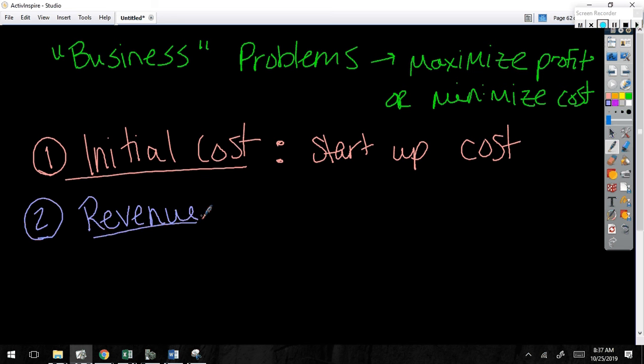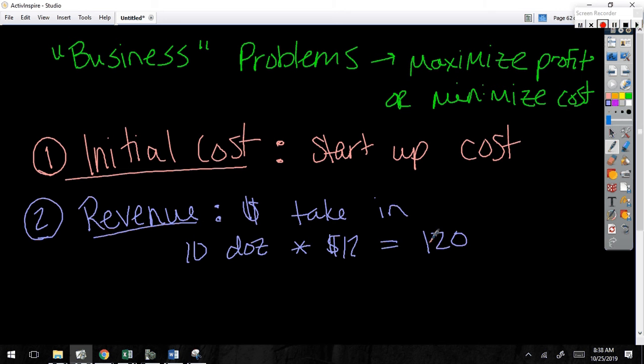What is revenue? It is how much money you take in. That's exactly right. It's not profit, it's what you take in. So it's money you take in. For example, if I sell, I'll just use petit fours because that's what's on my brain, and I sell petit fours for $12 a dozen, and I sell 10 dozen times the $12, my revenue is $120.